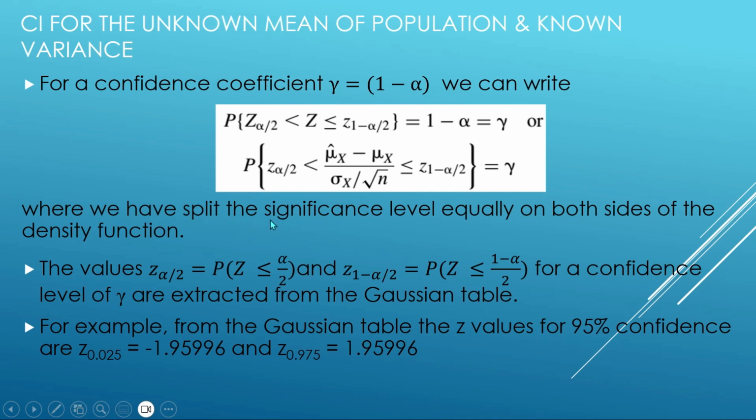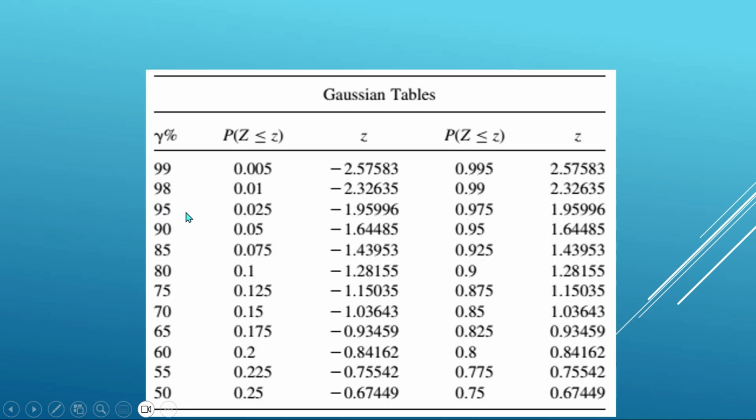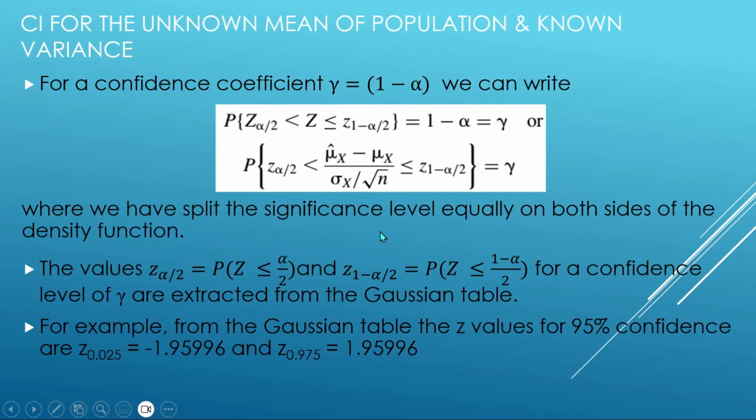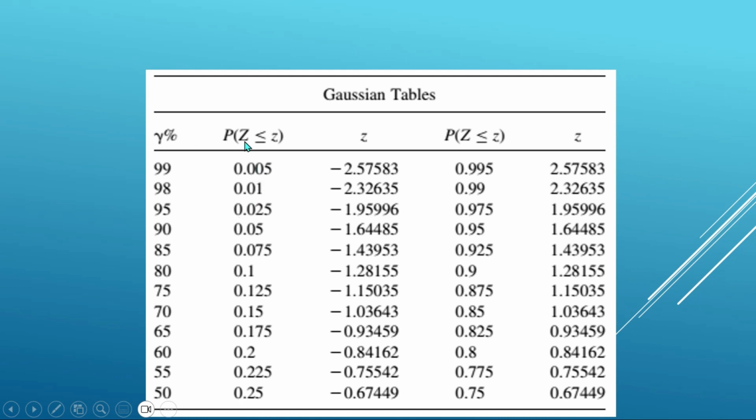And we have split the significance level equally on both sides of the density function. As you can see, half is alpha by 2 and half is 1 minus alpha by 2. For example, from the Gaussian table, for 95% confidence, z 0.025 is equal to minus 1.95996 and z 0.975 is equal to 1.95996. So you can see over here, for confidence level 95%, the value of z is minus 1.95996 and plus 1.95996. You can see that these values are positive and negative because we have split the significance level equally on both sides of the density function. And the probability that z is less than or equal to this value is 0.025.